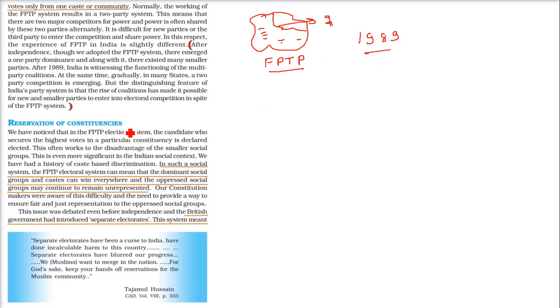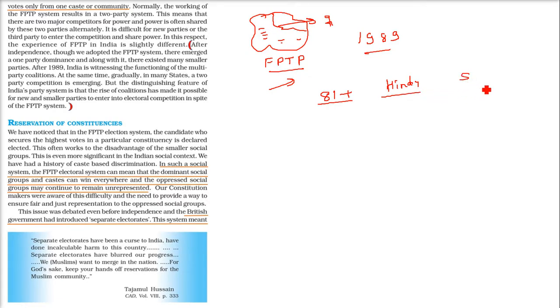Now coming to the reservation of constituencies. Given the social fabric we have in our country, the FPTP electoral system can favour the dominant social groups. There are certain dominant social groups and castes, and they are going to win again and again. In India, around 80 percent, 80 point something, of the population is Hindu. Now, if you talk about India, always the party with the Hindu majority will come.